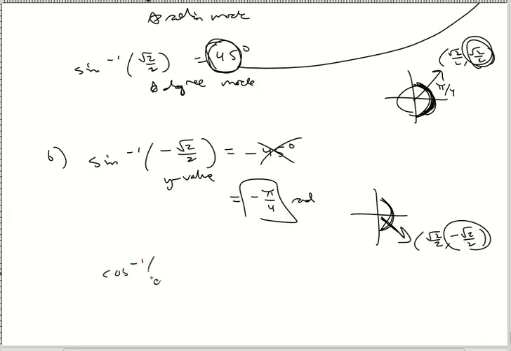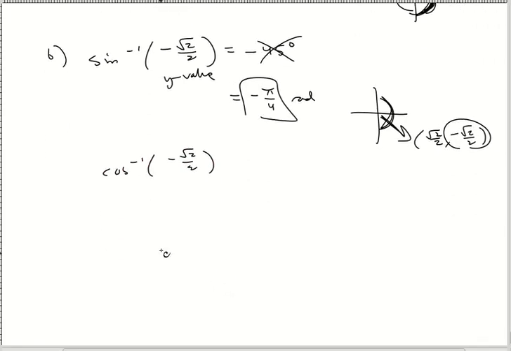Also, arc cosine of the negative square root 2 over 2. Remember that cosine works in quadrants 1 and 2 this time. So if I'm going to have a negative x value, again, cosine's x value, a negative x value is going to be somewhere over here. These are always going to be 45s anyway, so I'm thinking it's 135 degrees. But if you convert that into radians, it's 3 pi over 4. Okay?